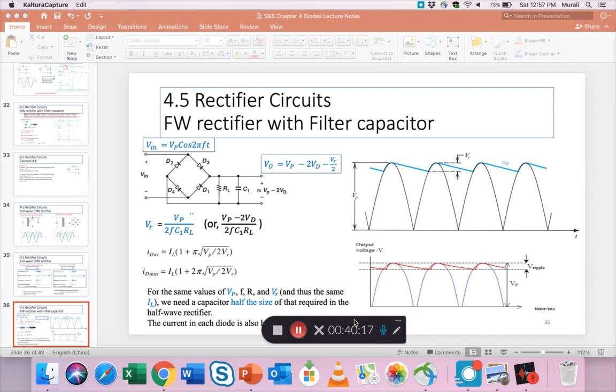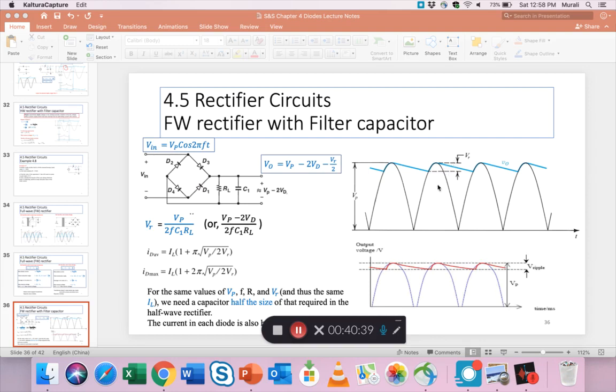But for purposes of time and to keep moving, I generally give you a summary. So what does the summary say here? With the filter capacitor, the output is still pretty much the same. It's Vp minus 2Vd minus Vr by 2.